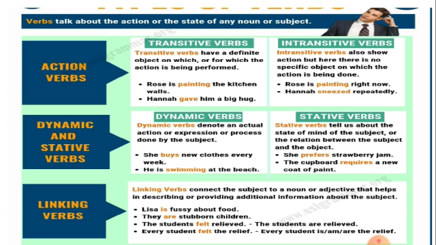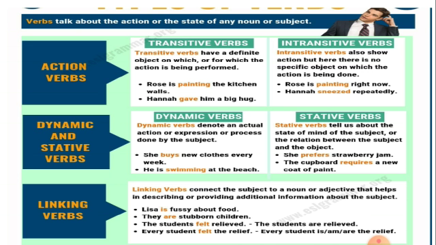Okay, next, dynamic and stative verbs. Dynamic verbs denote an actual action or expression or process done by the subject. Example sentences: she buys new clothes every week. Okay, buys is the dynamic verb here. He is swimming at the beach. Swimming is the dynamic verb here.